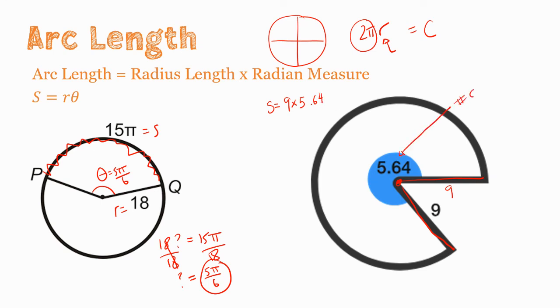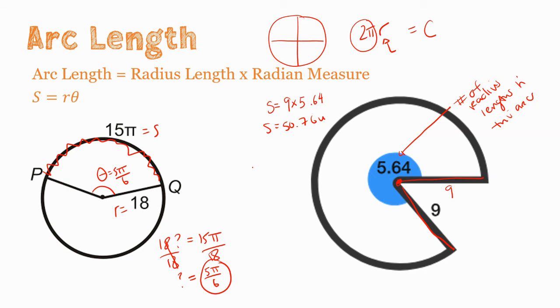The number of radius lengths in this arc, right? So if I multiply them, 5.64 sets of 9, I don't have my calculator on. 9 times 5.64, 50.76. Whatever the units are, right? That's the length of this.